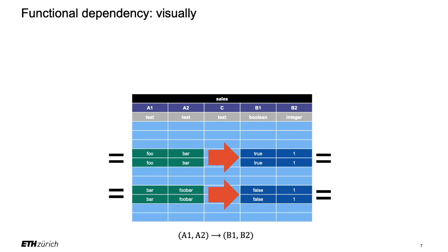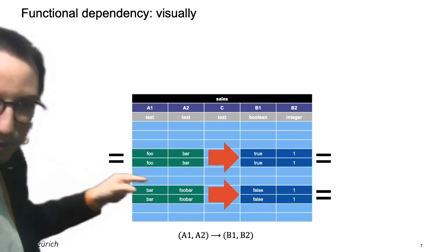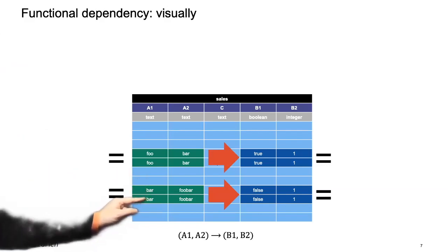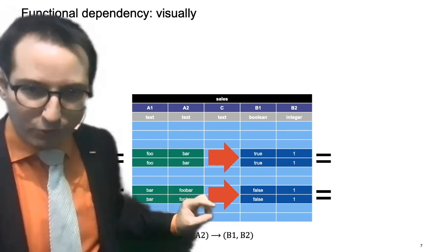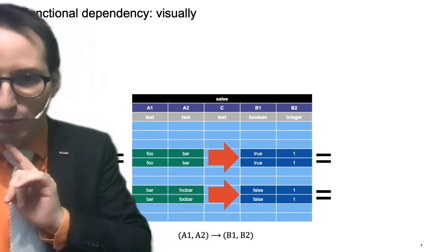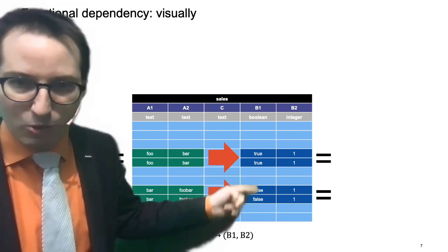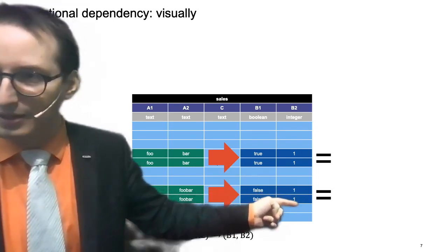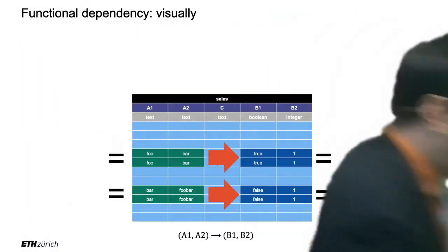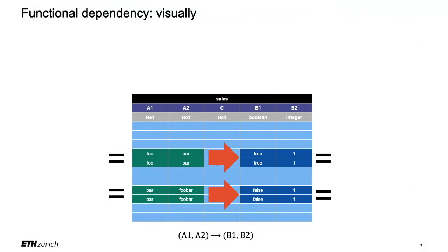If I tell you A1 is bar and A2 is foo bar, you don't know what record I have. Maybe it's the first one, maybe it's the second one, right? If I tell you bar and foo bar, maybe it's this one. Maybe it's this one, right? So you don't know. But if I ask you for B1 and B2, you can still answer me because it's always going to be false here and 1 here, right?